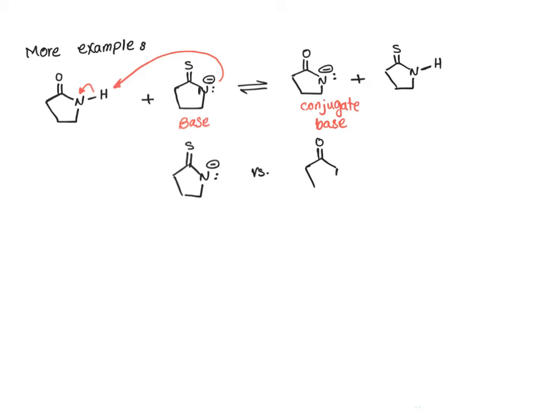We want to know which base is more stable. If you look at them, in both of these conjugate bases the negative charge is on nitrogen, so that is not a good factor to look at. Also, both of them can do resonance. Let's draw the resonance structure.